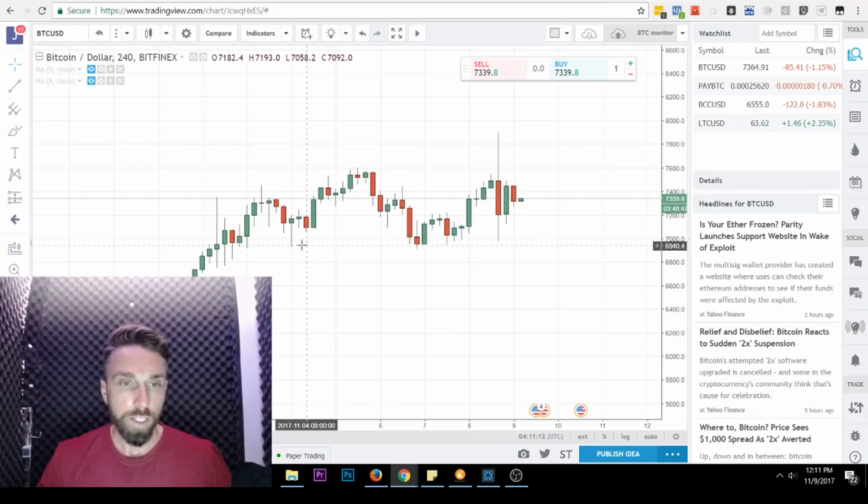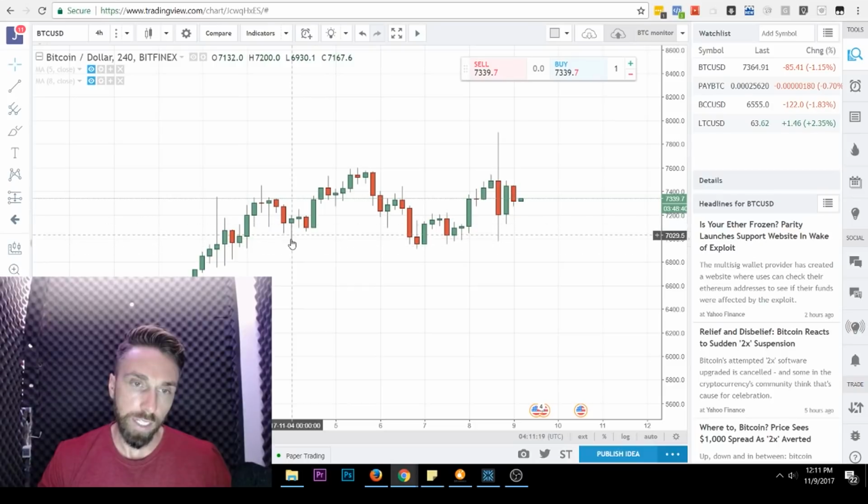Okay, we got a hammer. So a hammer is this right here, this green one. This green one is a hammer as well. It just means that the wick down is very big, at the top it's very small. Basically looks like a hammer.